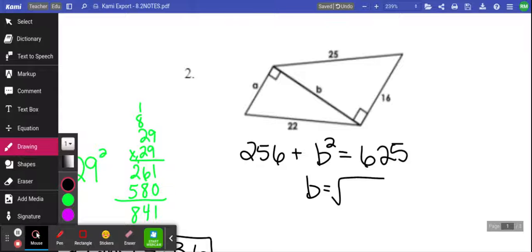Okay, what did we get? Square root of 369. So what do we think that's approximately? Well, what's 20 squared? 400. So it's less than 20 at least. 19 squared is 361, so this is about 19.2.